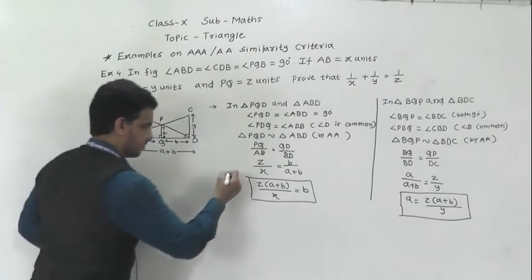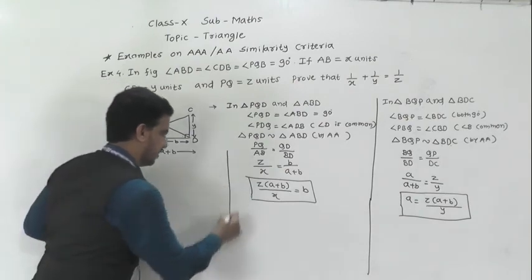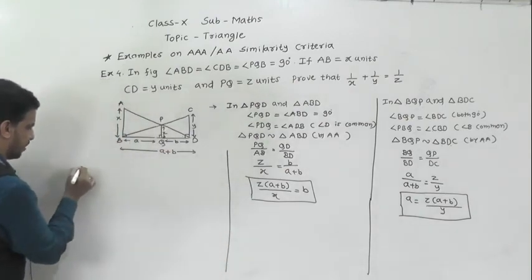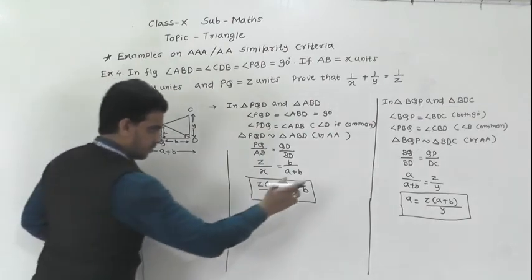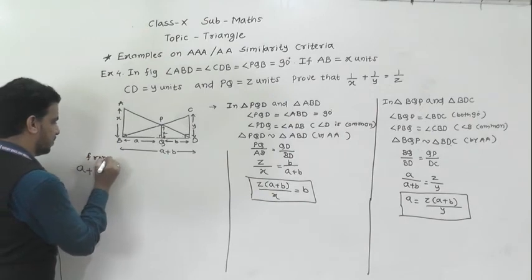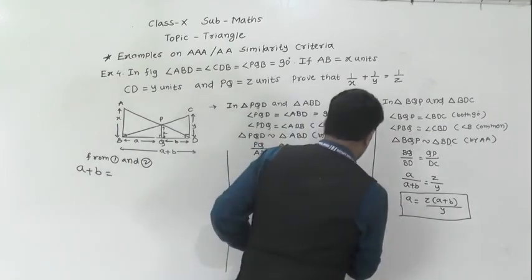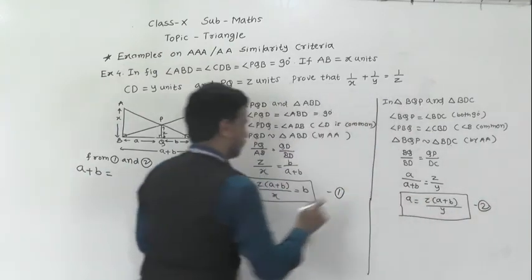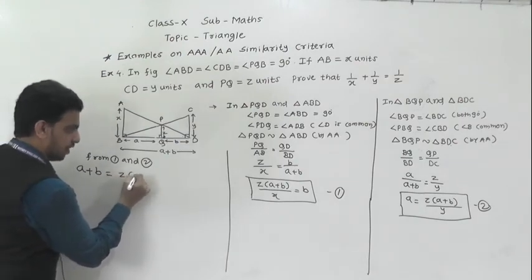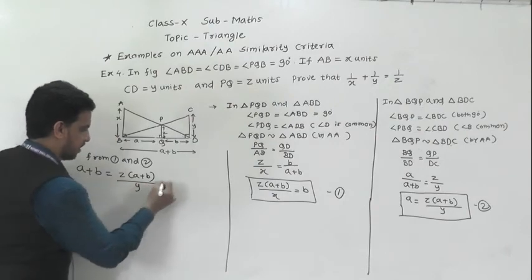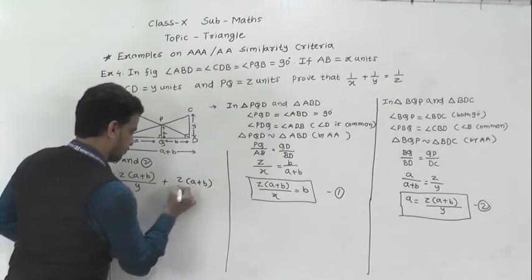Now if we have to find the value of A plus B by using this, how do we write it? A plus B is equal to the value of A from 1 and 2. Here we have to give numbers 1 and 2. So from 1 and 2, the value of A we can write as Z into A plus B upon Y, and from this the value of B is Z into A plus B upon X.